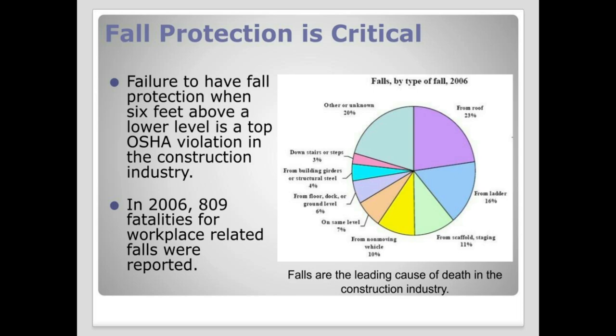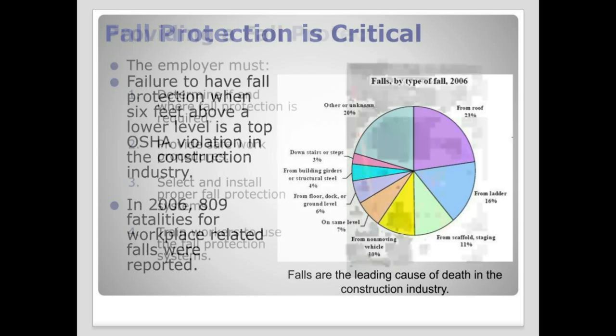Check out the pie chart to the right here. It talks about falls down stairs or steps, from building girders and structural steel, from floor, dock, or ground level, and then even falls on the same level. If you see on the right side, there's a high percentage of falls from ladders and a high percentage of falls from scaffolding and staging.